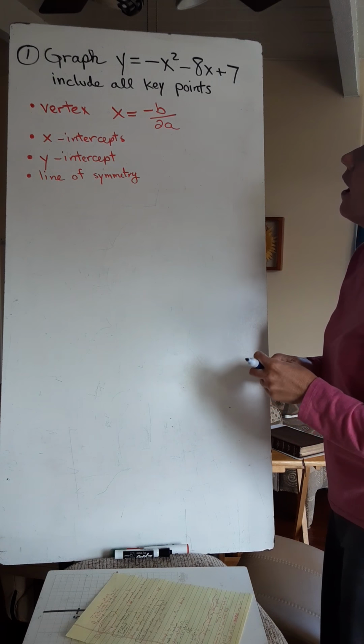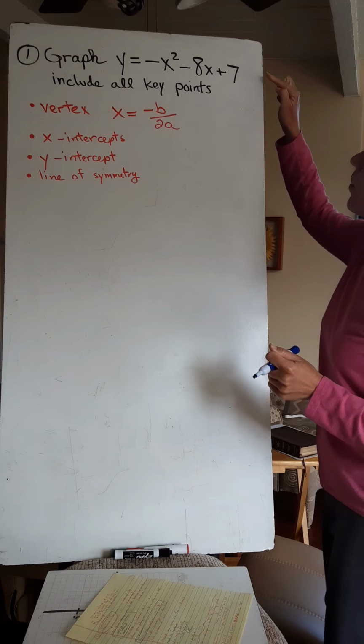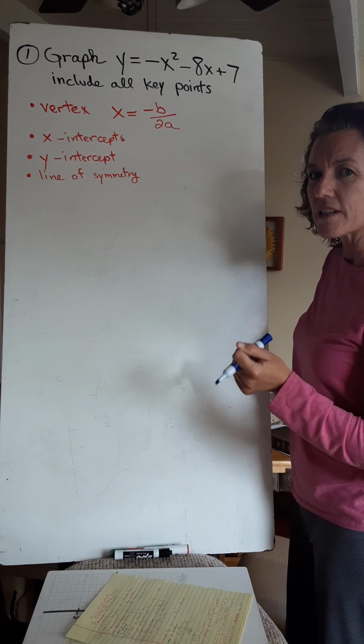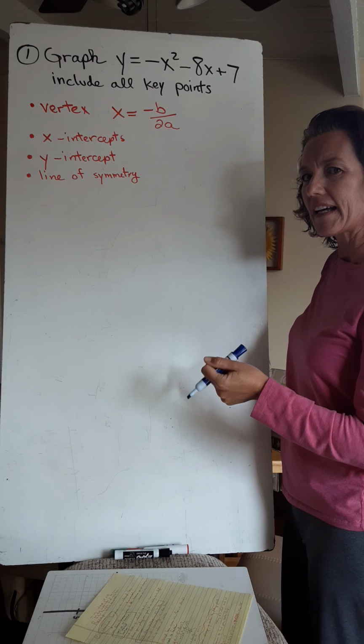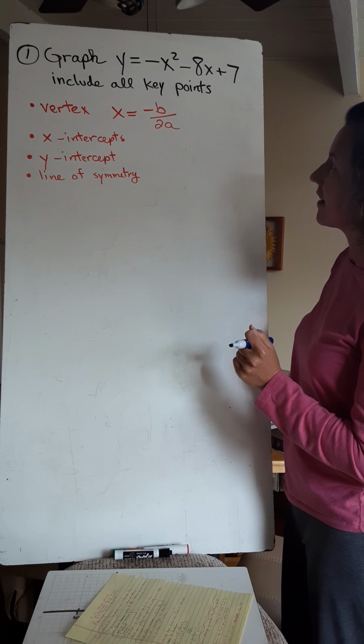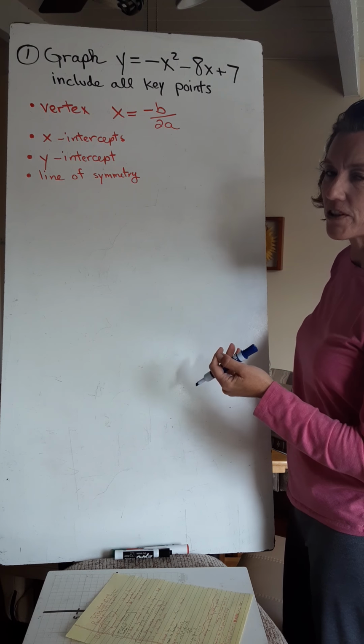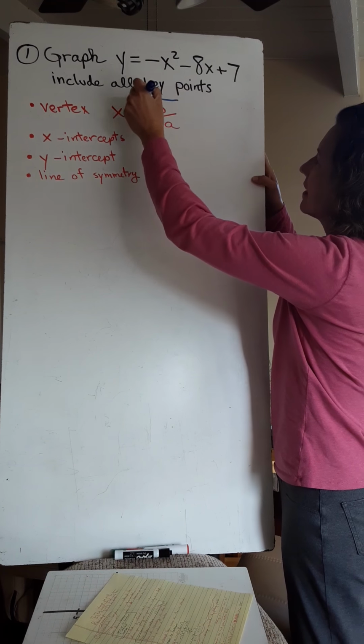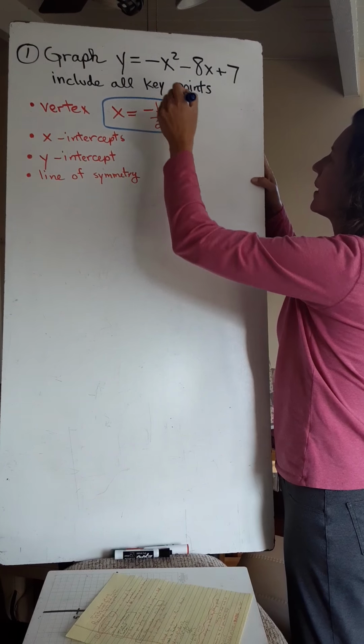So this is already in standard form. Standard form is y equals ax squared plus bx plus c, where c is a constant. So you have to know standard form. You have to know the formula for vertex is x equals -b over 2a.